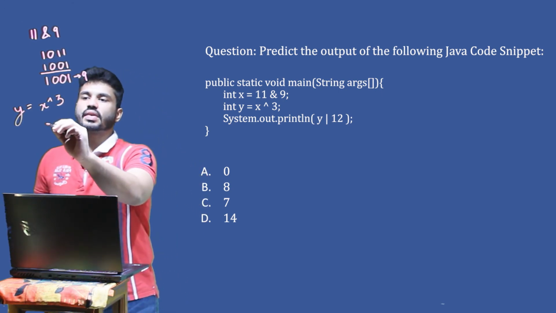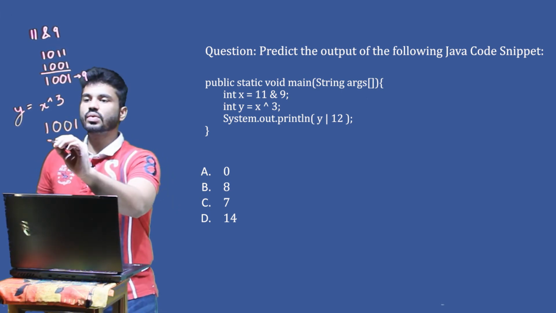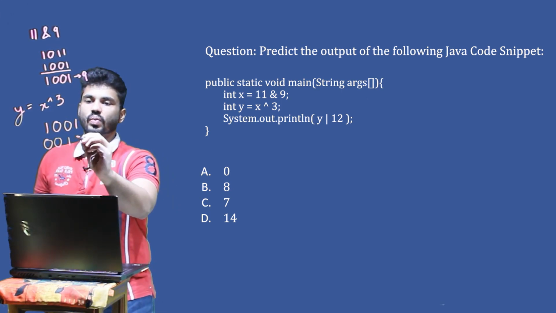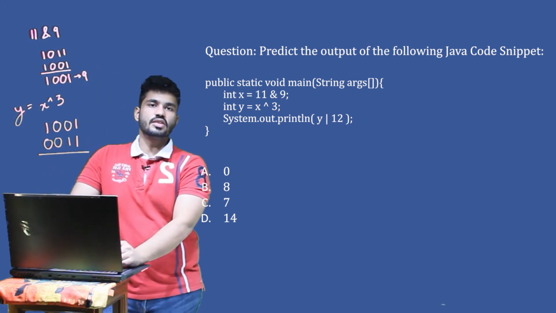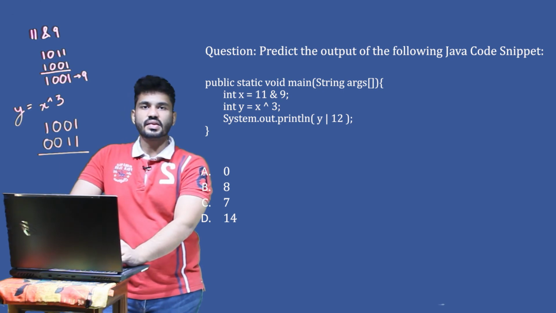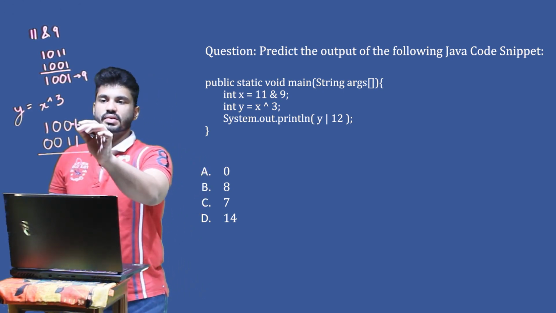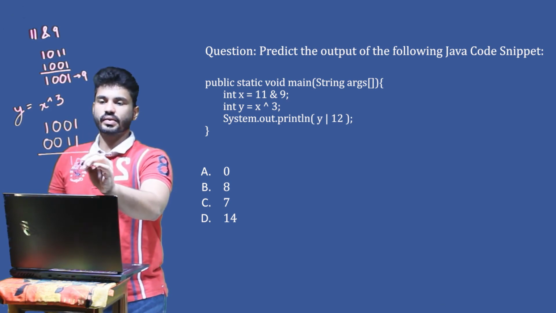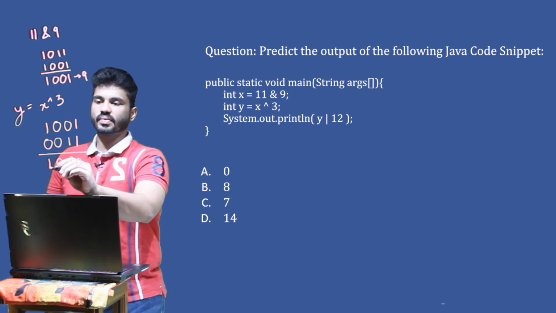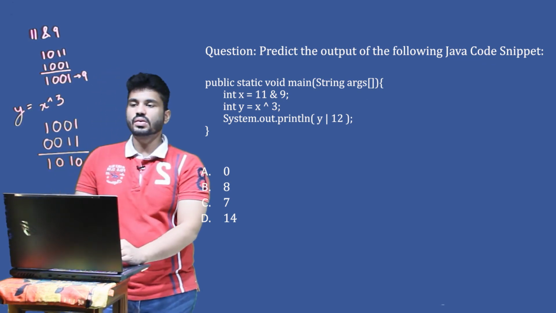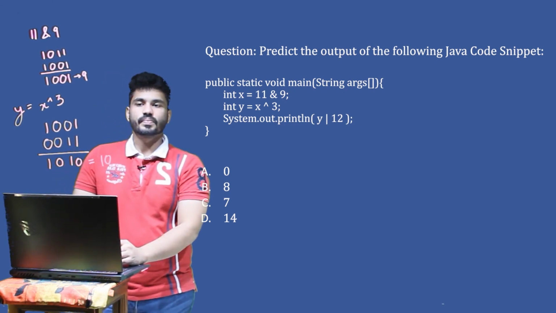So x is equal to 9. We write it as 1001. 3 is equal to 0011. In XOR, if both the bits are same, we get a 0. If the bits are different, we get a 1. So 1 and 1, same bits, 0. 0, 1, different bits, 1. 0, 0, same bits, 0, and 1, 0, different bits, 1. So the answer is 1010, and this is equal to 10 in decimal form.